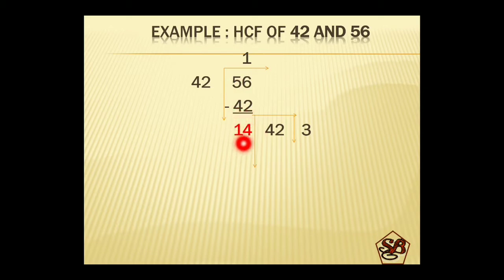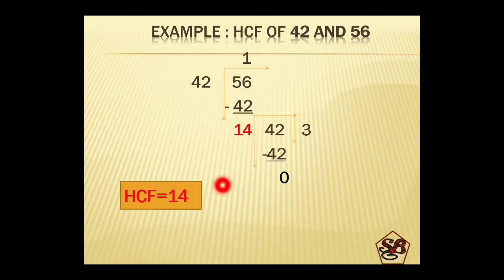Now this remainder will become our divisor and the previous divisor will become our dividend. Now we divide 42 by 14. 14 threes are 42. Subtracting, we get 0. So that means we have reached the final stage. The last divisor is 14. First was 42 and the next one was 14. So the last divisor is 14, which means our HCF is 14. HCF of 42 and 56 is 14.